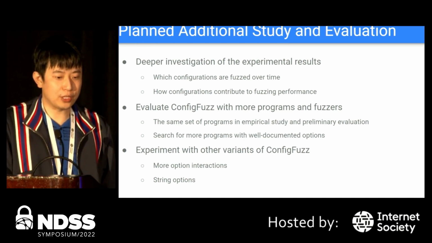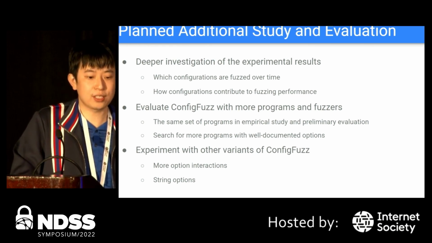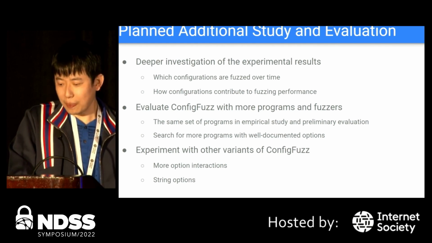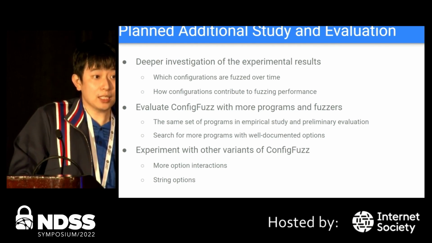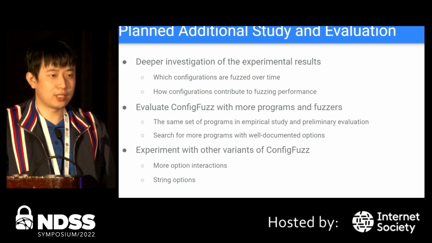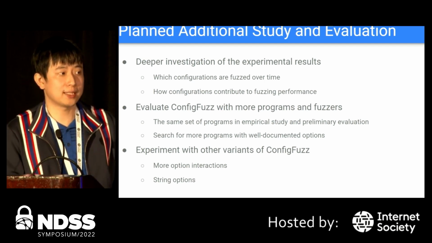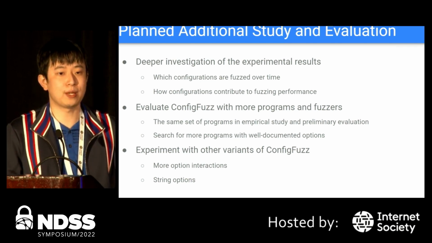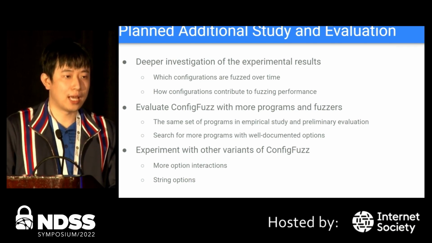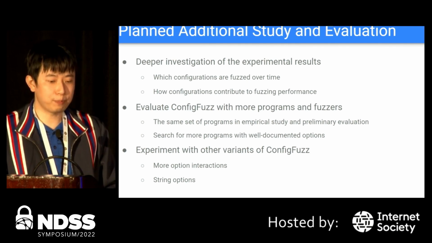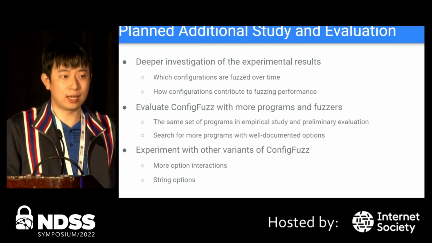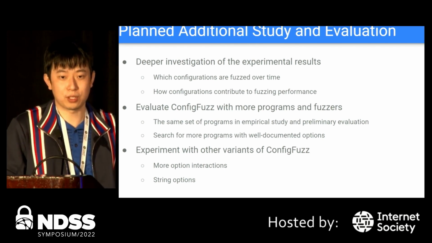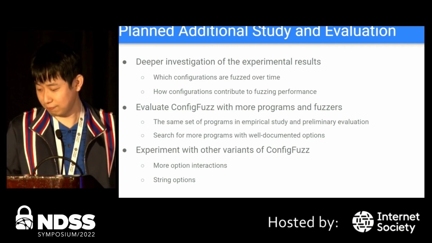In future experiments, we would also like to evaluate ConfigFuzz with more programs and fuzzers. And we also want to experiment with other variants of ConfigFuzz. For example, we want to increase the degree of interaction between options by allowing more options to appear in one configuration. And we want to see how ConfigFuzz performs with string options turned on, because in the evaluation we turned off the string options since we are using a sampling approach for the baseline.